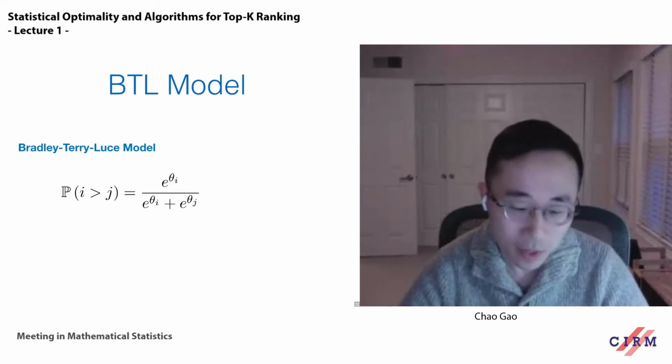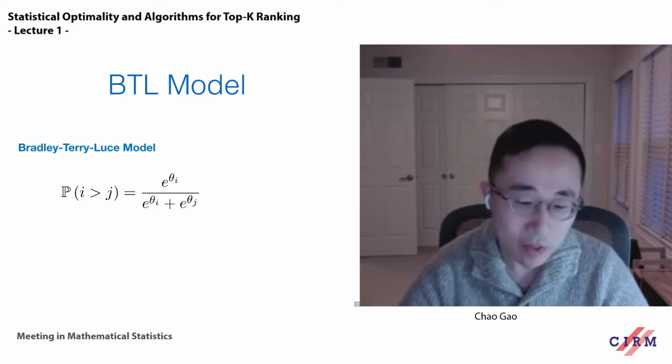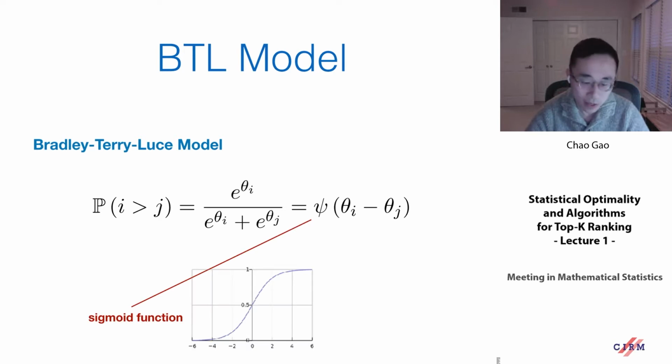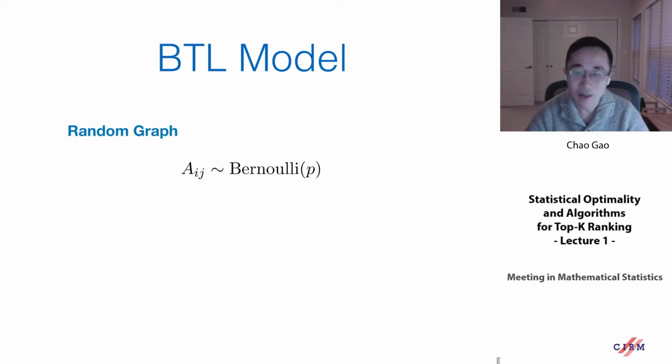In this framework, we are going to model the outcome of a game played between i and j by a Bernoulli distribution with probability that is proportional to the exponential of the skill parameter of the players. For example, the probability that i will win the game against player j is proportional to e to the power of theta_i, and vice versa. So basically what we have here is a logistic transformation of the difference between the skill parameters of the two players.